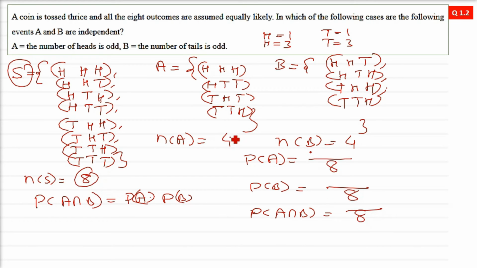Now PA, number of elements 4 here. Favorable cases. PB, favorable cases 4 by 3. PA intersection B. Now find out A intersection B also. This has to be done simultaneously with SAB, and this A intersection B has to be done when you are doing all this. So what is the common elements between A and B?